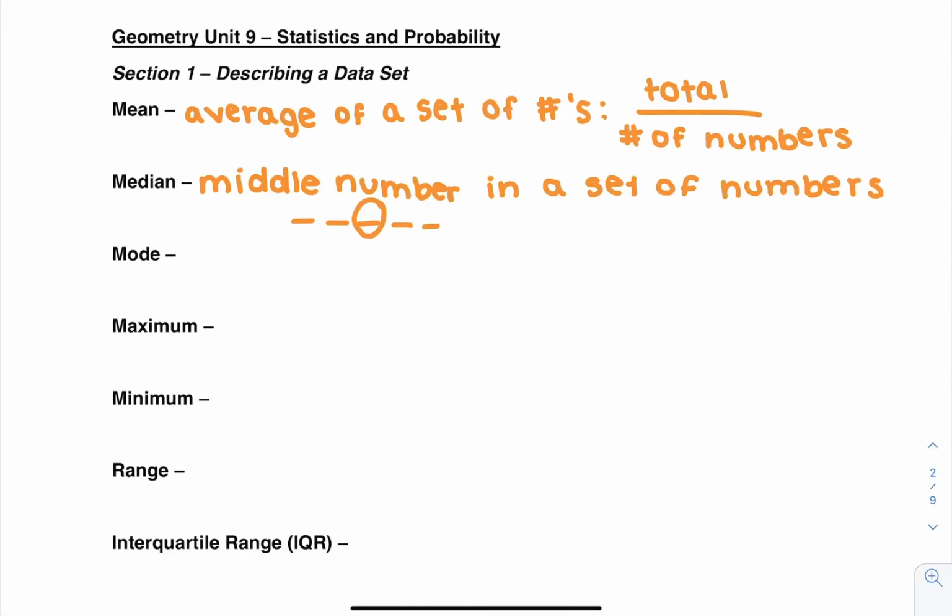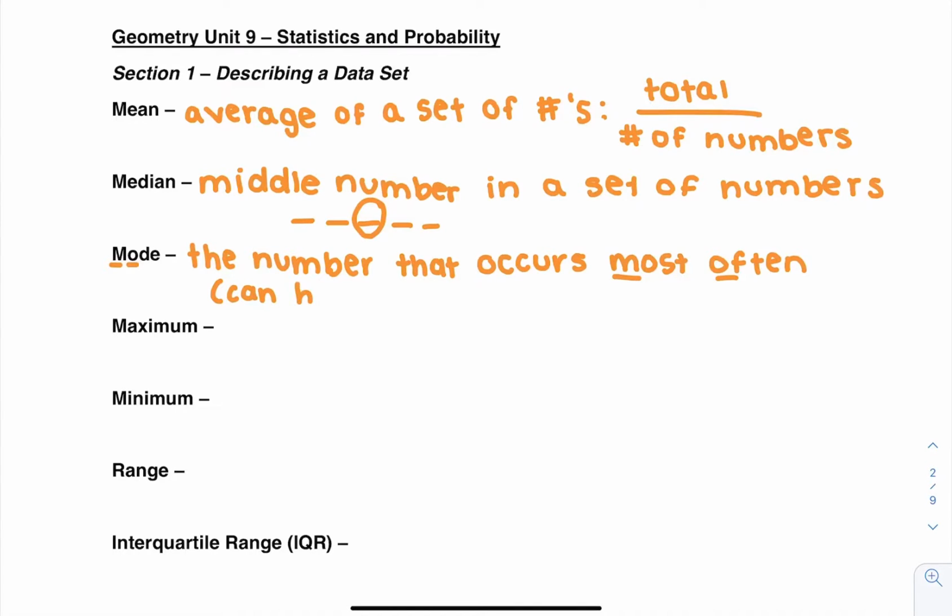Next we have mode, which is the number that occurs most often. And you've probably heard this trick before, but remember the first 2 letters of mode are MO, so stand for most often. And you can also have multiple modes. So what that means is maybe in a set of data, one mode is 50 because that happens 10 times, and you also have 75 because that also happens 10 times.